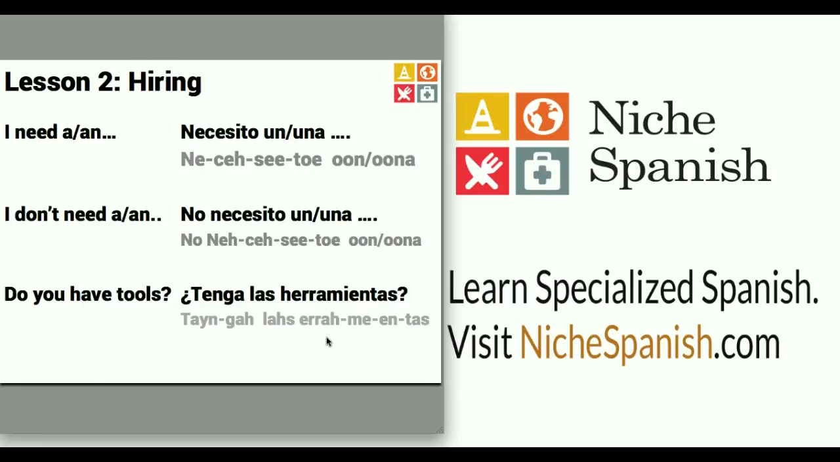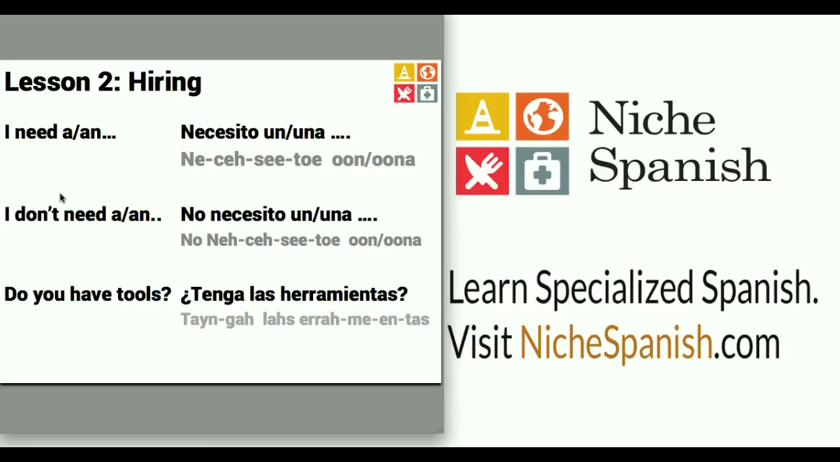Next, in terms of hiring, some pretty common phrases that you would have to say are that you need to hire somebody or you don't need somebody. So to say I need a particular person, you would say necesito un or una, and then whatever kind of person. In the next slide, we're going to go over the different types of people you can hire, and the reason why I made a slight note about the difference between un and una. We'll go over that in the next slide.